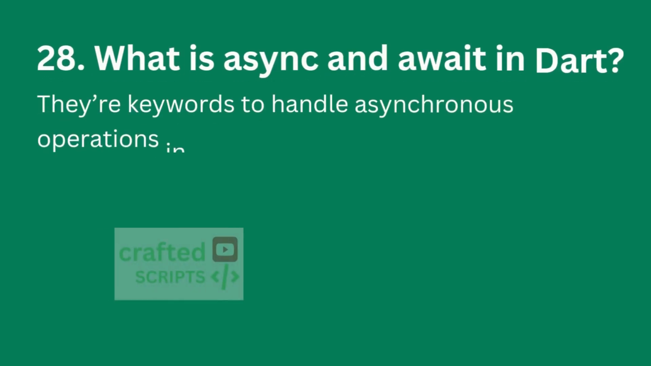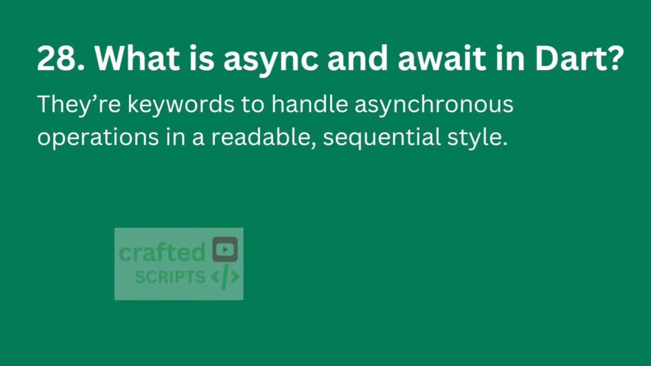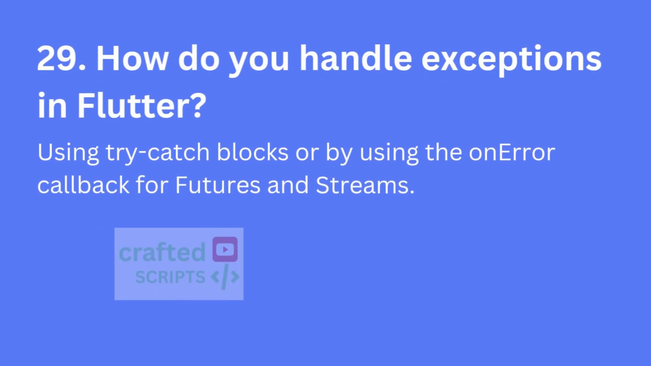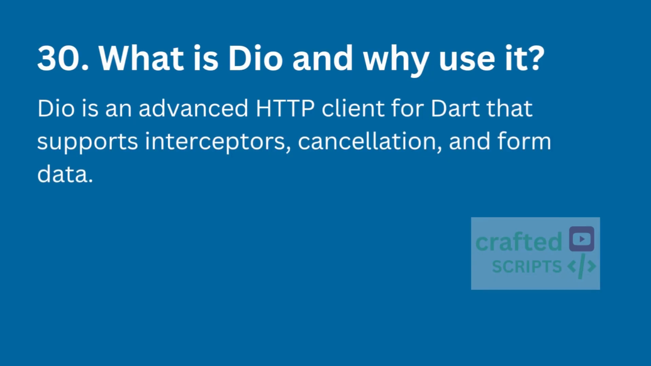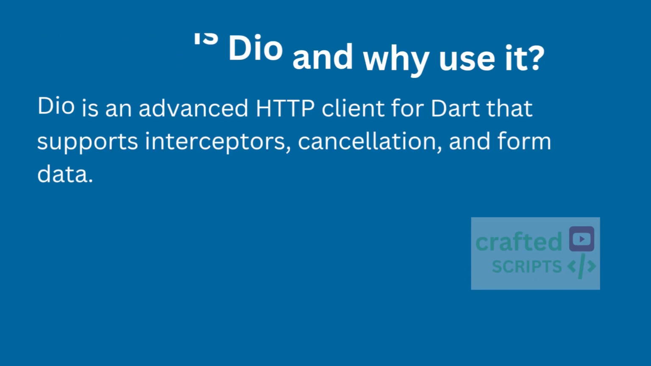Question number 28. What is async and await in Dart? They're keywords to handle asynchronous operations in a readable, sequential style. Question number 29. How do you handle exceptions in Flutter? Using try-catch blocks or by using the onError callback for futures and streams. Question number 30. What is Dio and why use it? Dio is an advanced HTTP client for Dart that supports interceptors, cancellation, and form data.